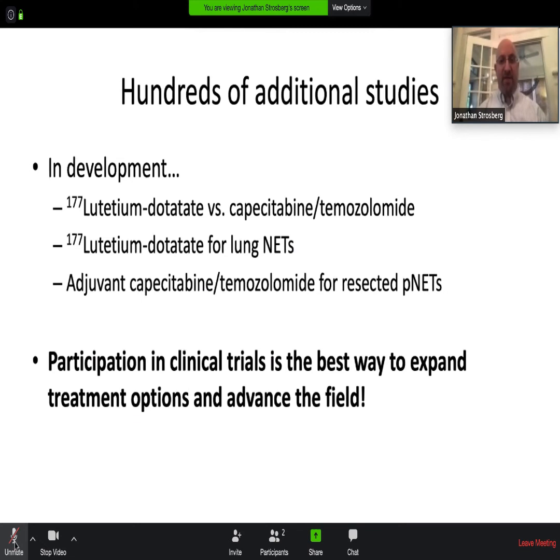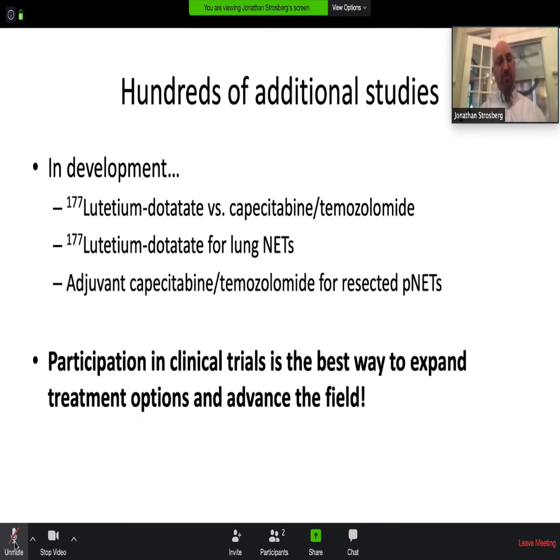So I hope I've given everyone a little bit of a flavor of what the major studies are that are currently accruing patients. There's hundreds of additional studies, many of them small institutional studies. There are several, I think, important ones in development. One looking at PRRT with Lutathera versus CAP-TEM in pancreatic NETs. Another looking at lutetium dotatate Lutathera in lung NETs, which is an area where it's not yet been FDA approved.